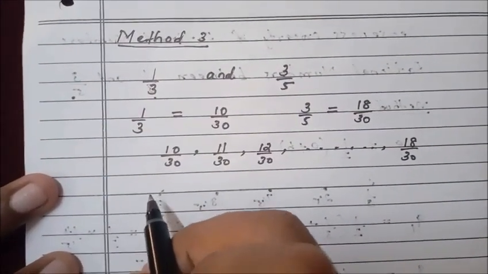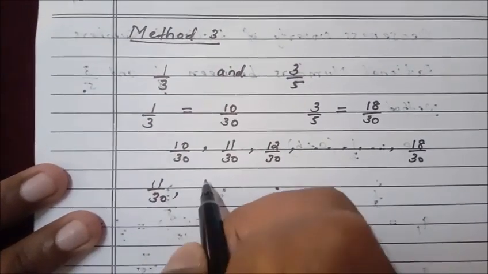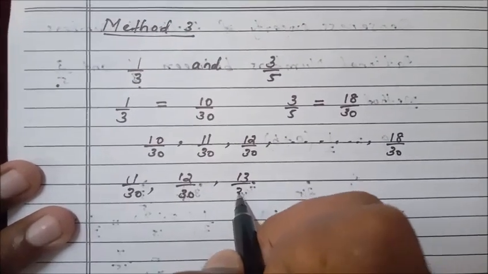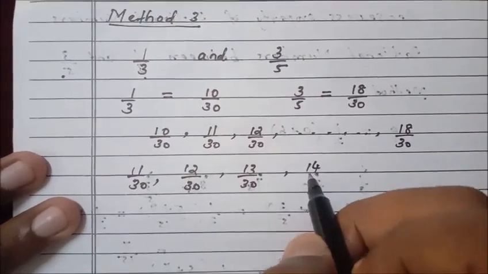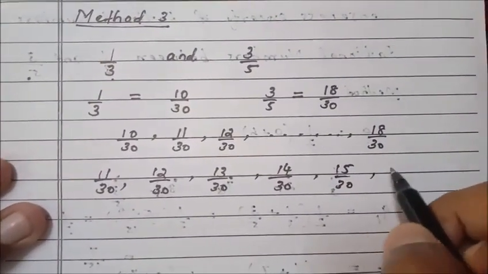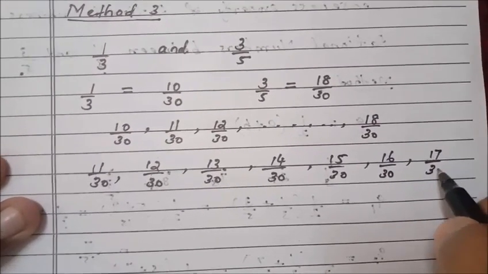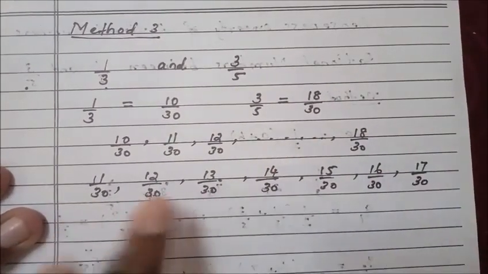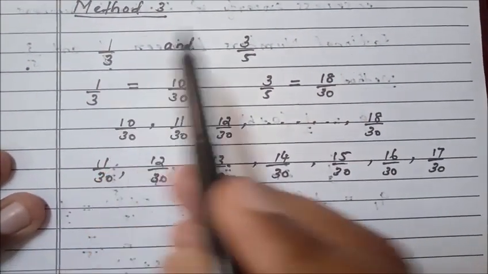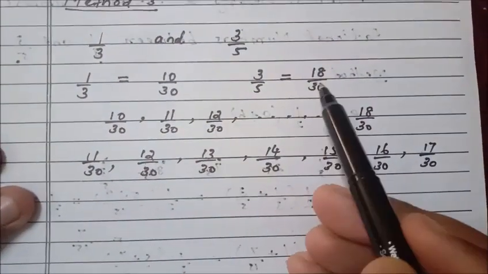So we can write the 7 rational numbers as 11 upon 30, 12 upon 30, 13 upon 30, 14 upon 30, 15 upon 30, 16 upon 30 and 17 upon 30. So here we have 7 rational numbers between the two given rational numbers 1 upon 3 and 3 upon 5 by making a common denominator of 30.